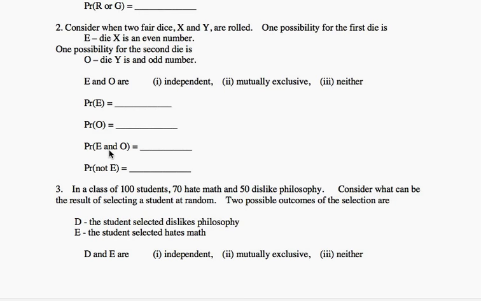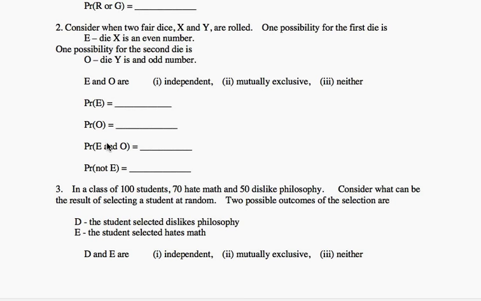Here's the one that gets a little bit more complex. So you want to do multiplication. Can you? Well, first you have to establish that they're independent. Independent again means random or no memory. Does one die have any memory of the other die? Is there any influence of one die on the other?